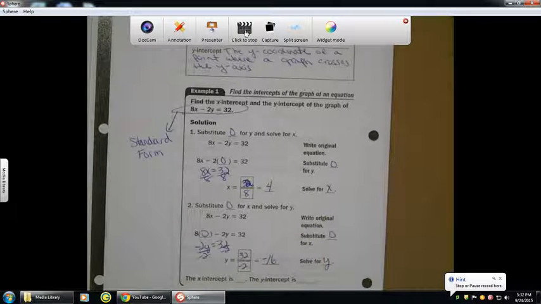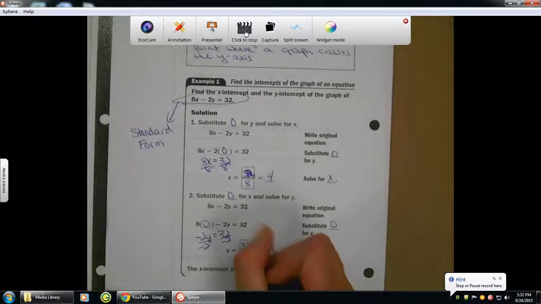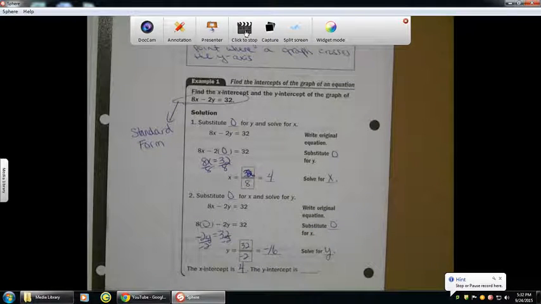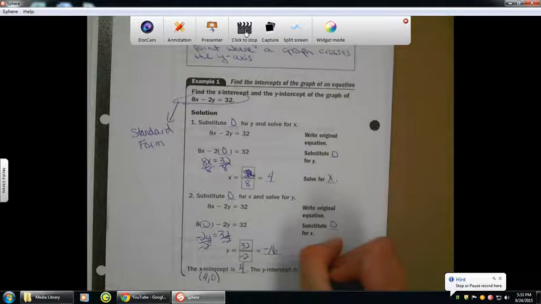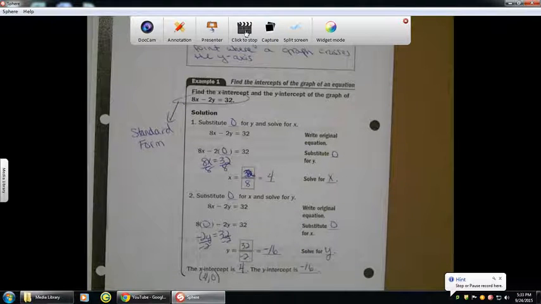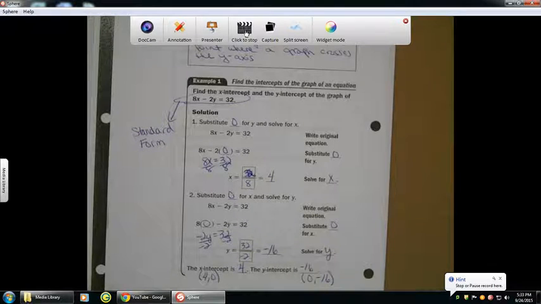So our x-intercept we found above is 4. What that means is when the value of y is 0, our value for x is 4. So the x-intercept would have a coordinate of 4, 0. The y-intercept is negative 16. Okay? That means the y-intercept has a coordinate, or an ordered pair, of 0, negative 16.